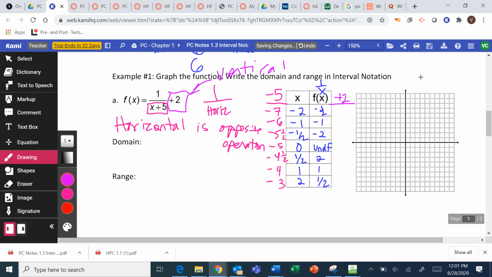So I'm going to add 2 to negative 2. It's 1.5. 1, 0. I cannot add 2 to undefined. It is still undefined if I add 2 to undefined.